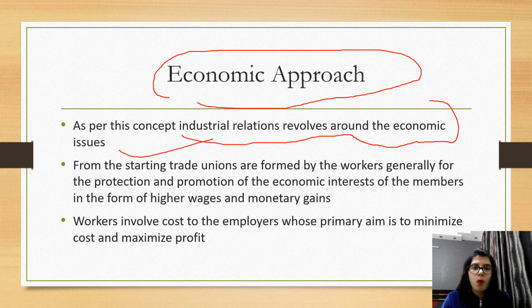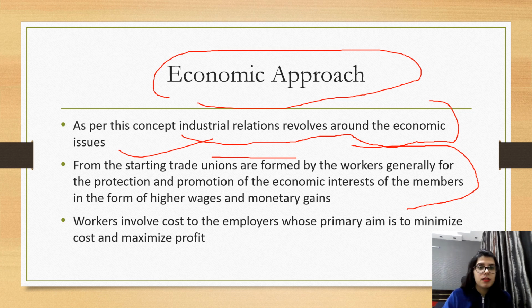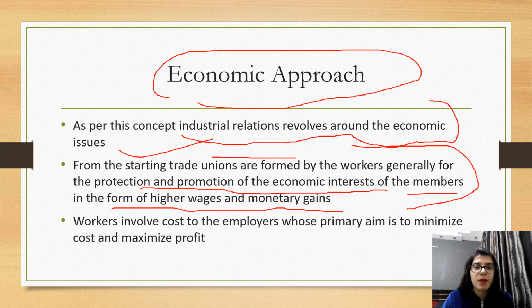So what they said is कि जो trade unions है that are formed for monetary gains or for protecting the economic interests of their members, right. See, so from the starting, trade unions are formed by the workers generally for the protection and promotion of economic interest of the members in the form of higher wages and monetary gains. Obviously trade unions किस लिए form होती हैं इस approach के according, wages के लिए, economic benefits के लिए, okay. So this is the economic approach.